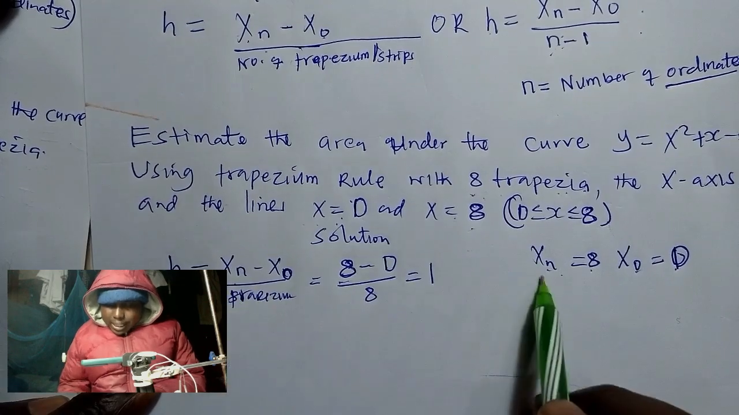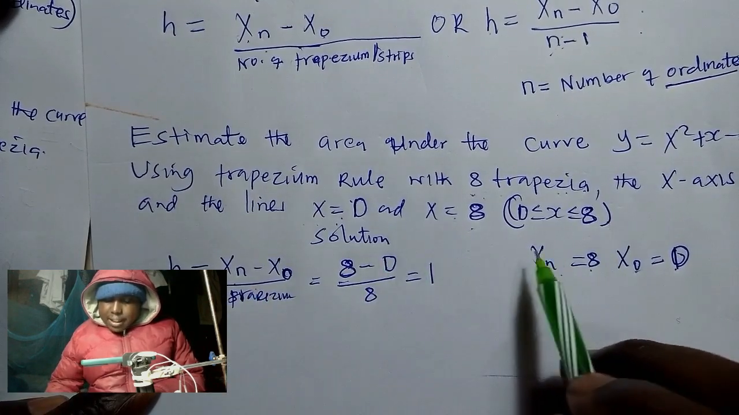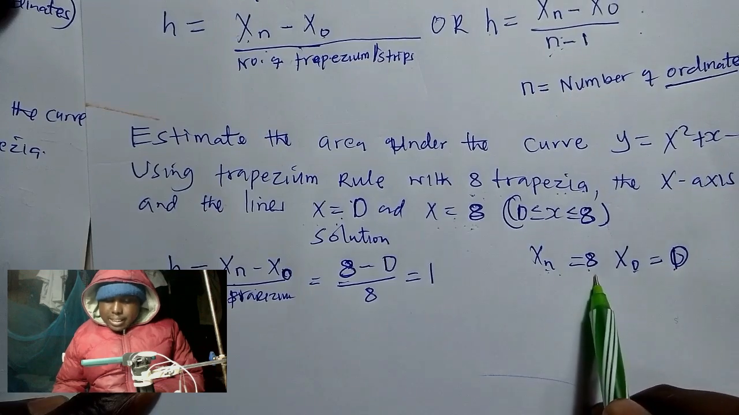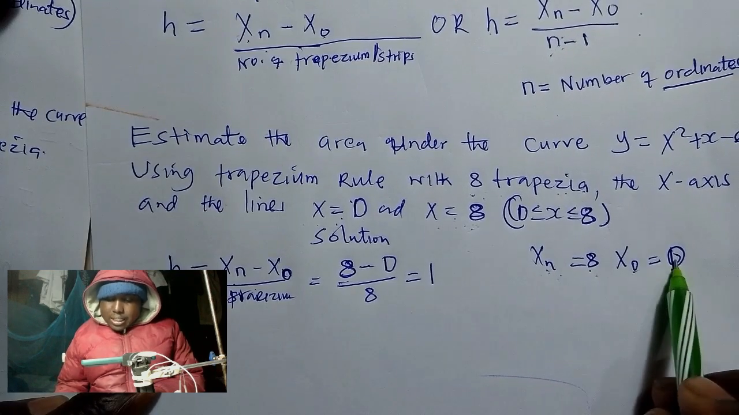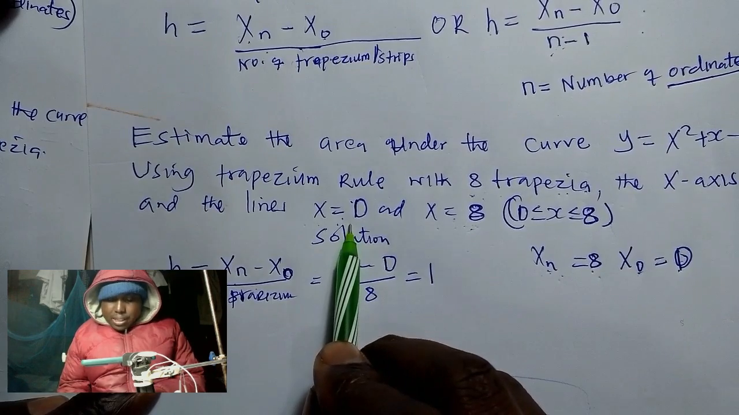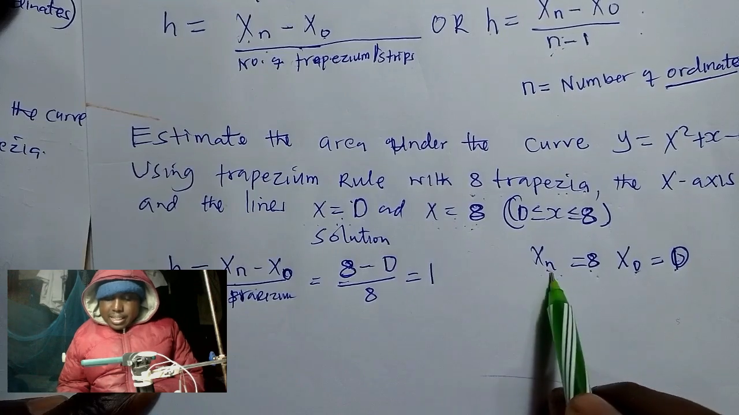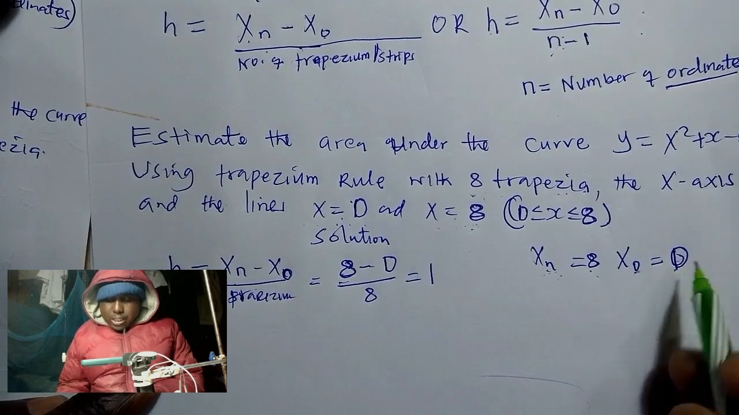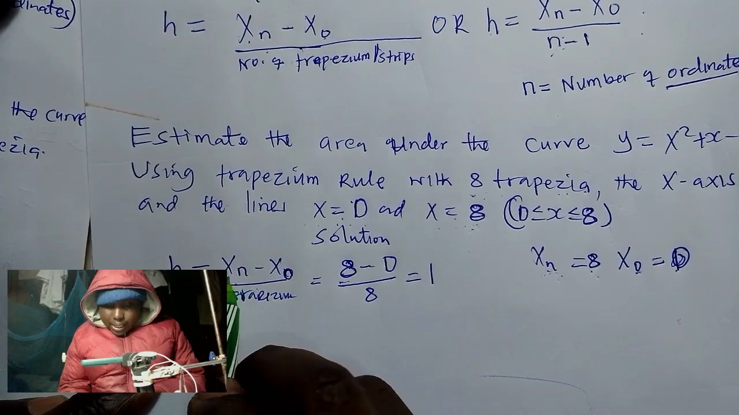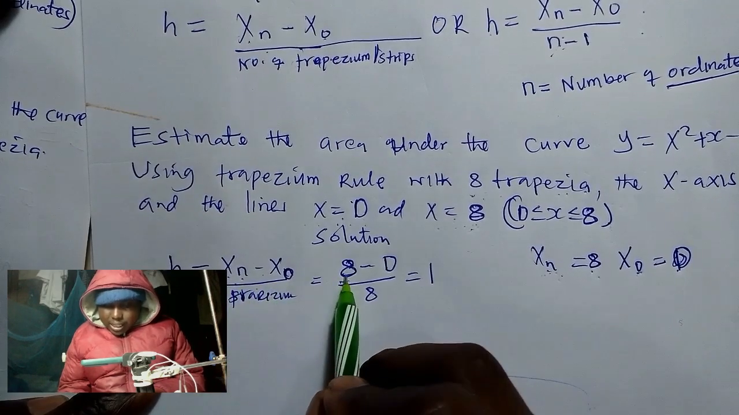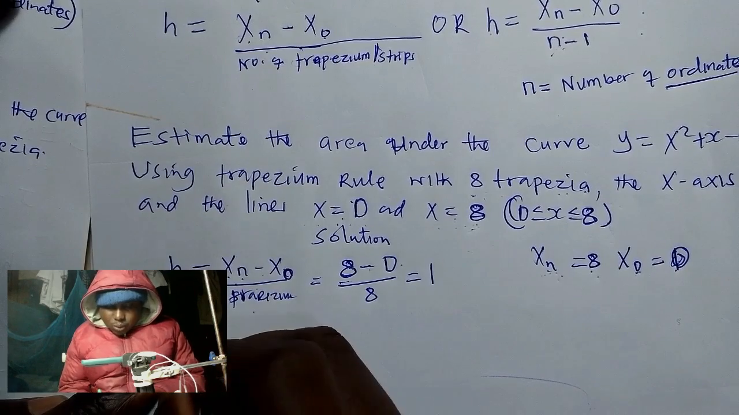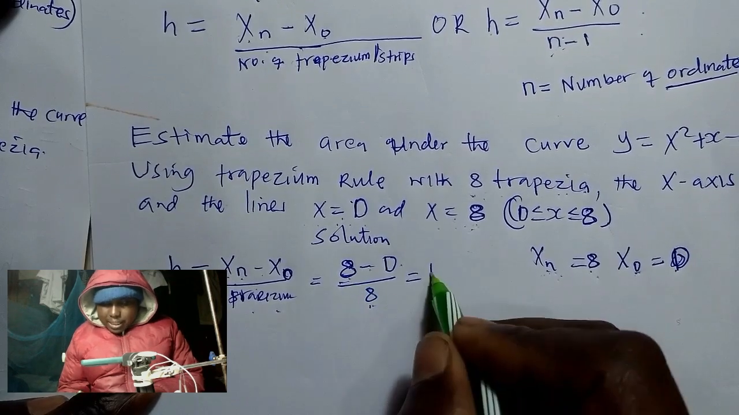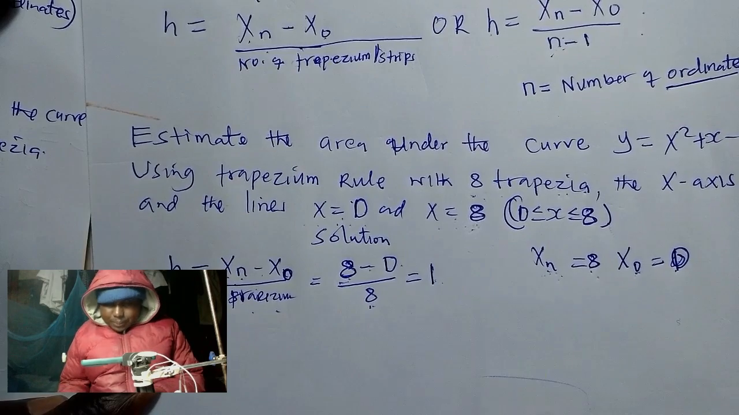So x naught is the first number in the range, which is 0. The last number in the range is xn, which is 8. So we substitute: xn minus x naught is 8 minus 0, divided by the number of trapezia, which is 8. And 8 divided by 8 is 1. So our h is equal to 1.